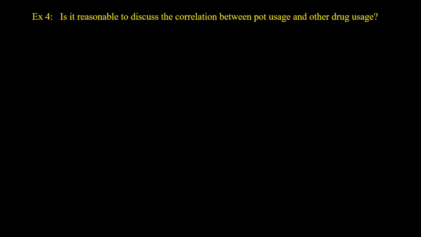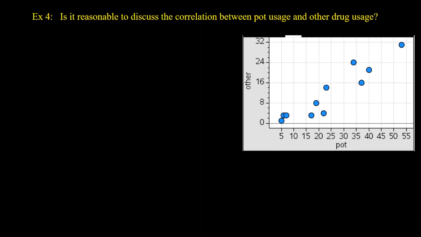Chapter 6, Example 4. Is it reasonable to discuss the correlation between pot usage and other drug usage? Now, if you notice, this doesn't say find the correlation. All we need to do is check the conditions. We will look at our scatter plot. Again, graph this on the calculator on your own. And if you need help on how to do it, refer to example number 2.